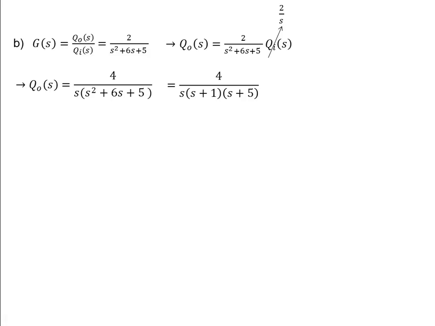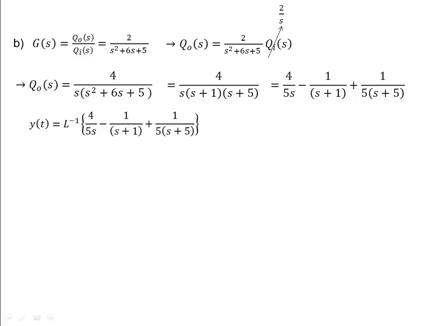To find the time response of this Laplace function, I need to use partial fractions. Applying the partial fraction, I will have three components: 4 over 5s, minus 1 over s plus 1, plus 1 over 5 times s plus 5. If I take the inverse Laplace of these fractions, I will have y(t) equal to 4 over 5 minus e to the minus t plus 1 over 5 e to the minus 5t.